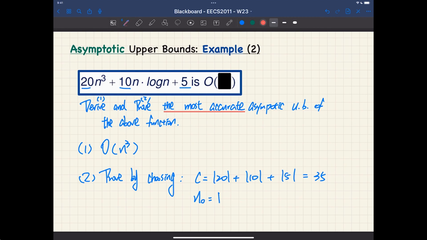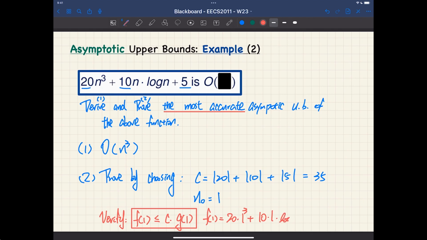Verify. What we want to verify is f of 1 should be less than or equal to c times g of 1. That's what you want to keep in mind. Let's do that. F of 1 is equal to 20 times 1 to the power 3 plus 10 times 1 times log 1 plus 5, which is 20 plus 0 plus 5, 25, right? Agree? All right.